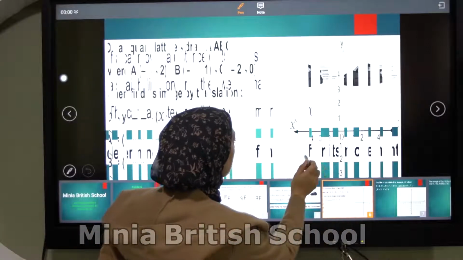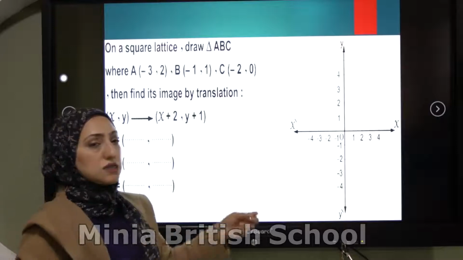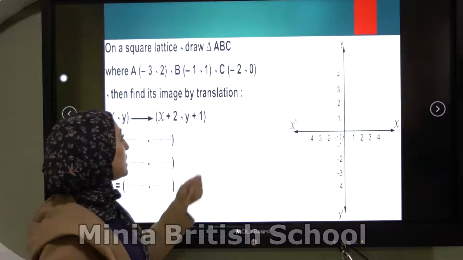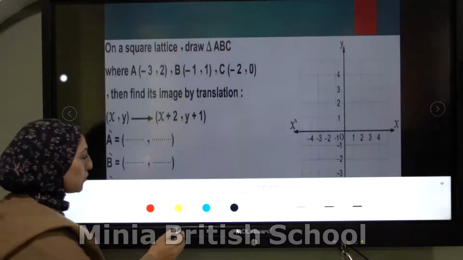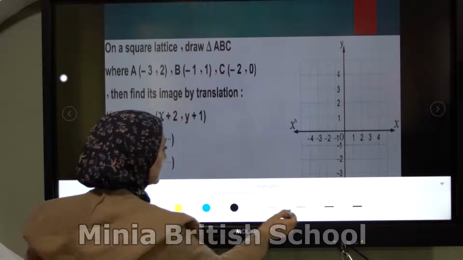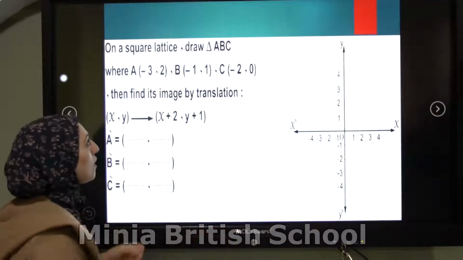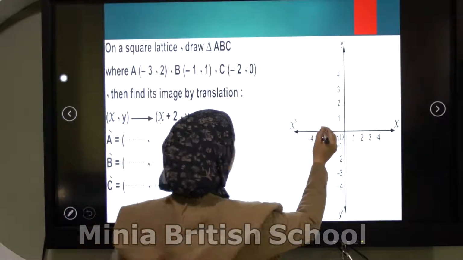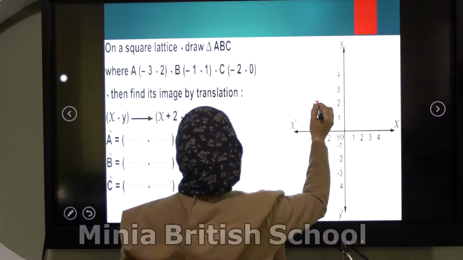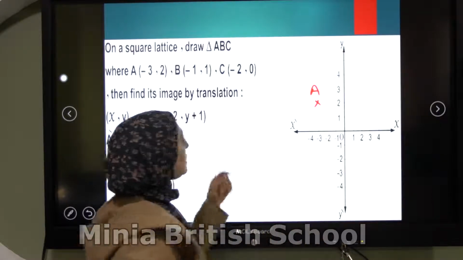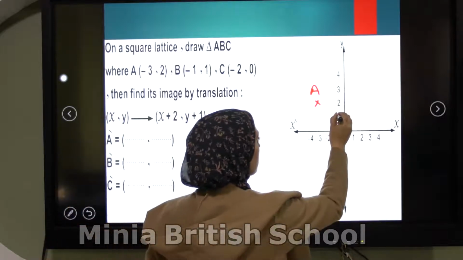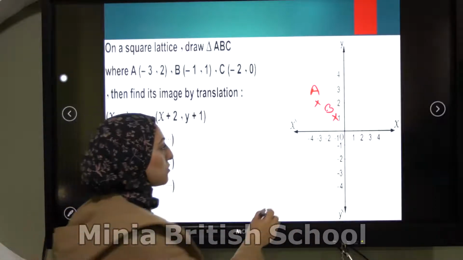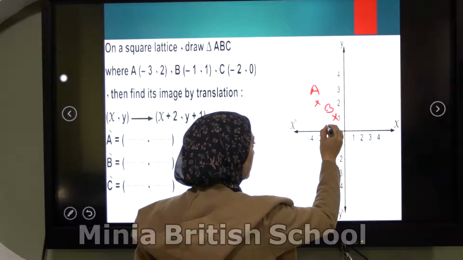Okay, here, on a square grid, let us draw triangle ABC, where point A is negative 3 and 2, and we will learn next time how to represent any point on the coordinate plane. So here, A, negative 3 and 2, will be here, and B, negative 1 and 1. And C, negative 2 and 0. So C will be here.